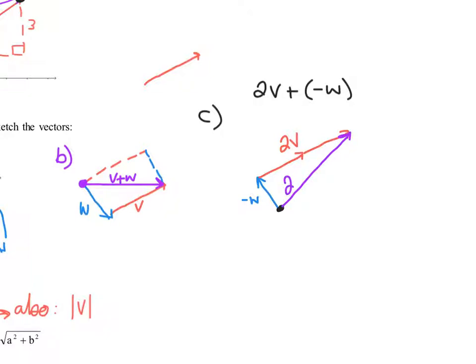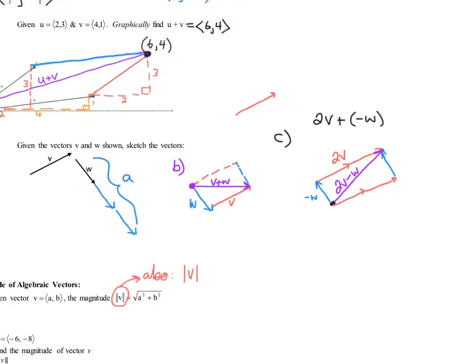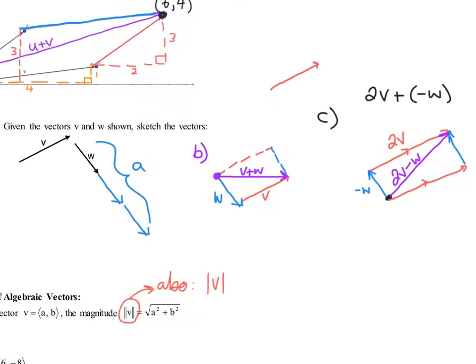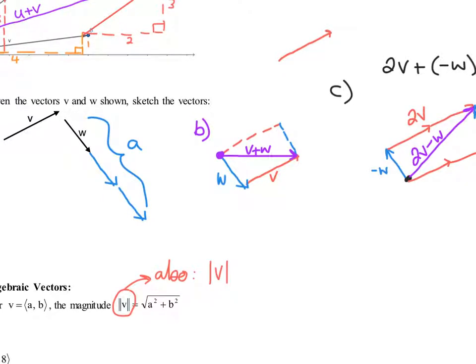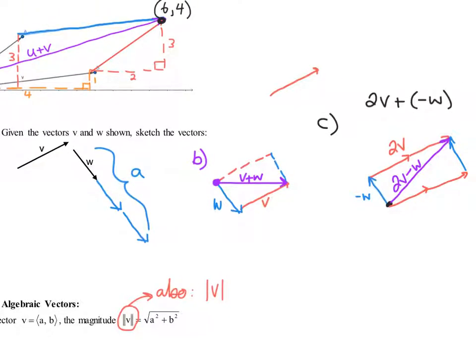So 2V minus W. Now, if I wanted to draw the whole shebang, it would be something like this. All right, without all the histrionics, of course. One day I'll learn what the word histrionics means. I'll get rid of that because it served no purpose.